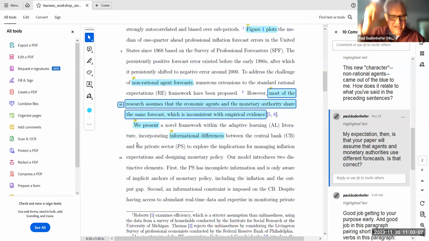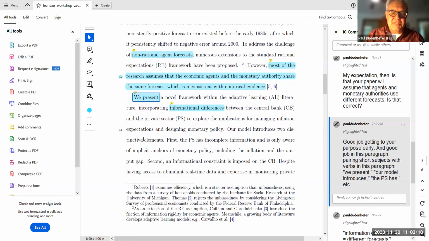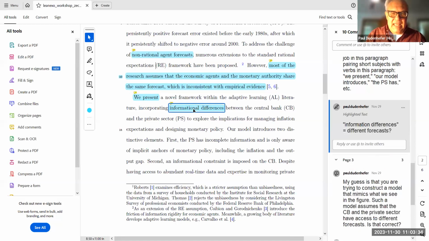Okay. Getting into this second paragraph, first of all, you get to what you're doing. We present a novel framework with adaptive learning early in the paper. That's great. That's what I like to see. And earlier I talked about short subjects followed immediately by verbs. You do a good job of that in this paragraph. We present, our model introduces, the PS has, and so forth and so on. All right.